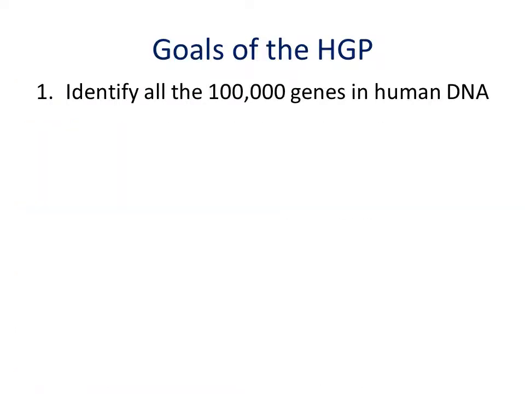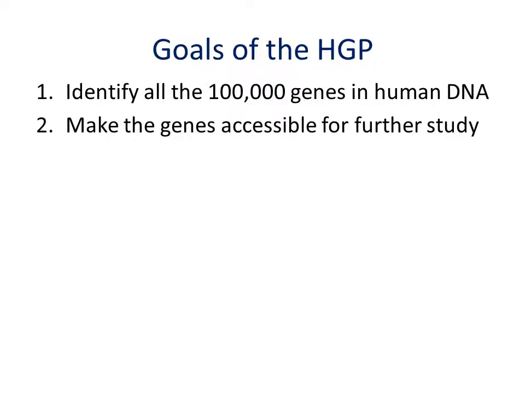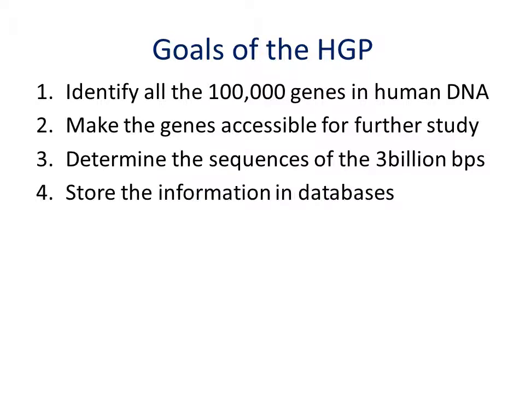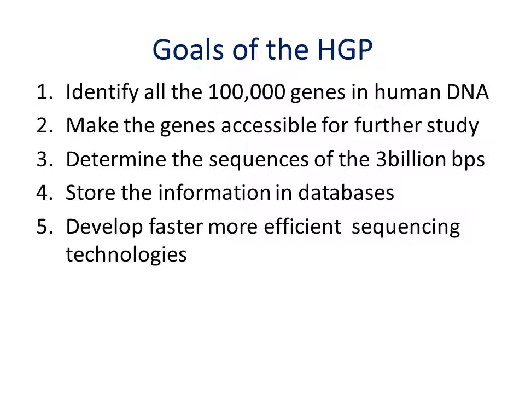So what were the goals? They wanted to identify all 100,000 genes in the human DNA. We now know that there's far fewer than that, but that was what was thought at the time that the project began. They also wanted to make these genes accessible for further study to anyone who wanted to research them. They wanted to sequence all 3 billion base pairs. And this somehow needed to be stored in an appropriate database.